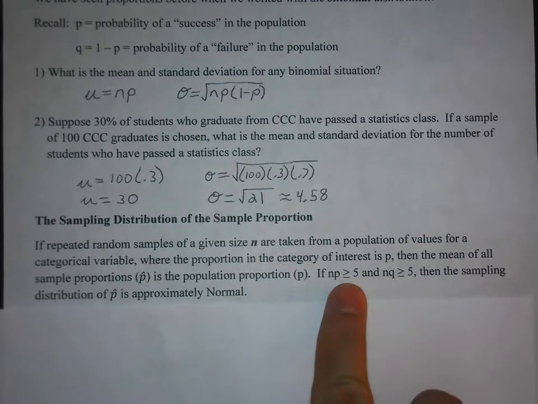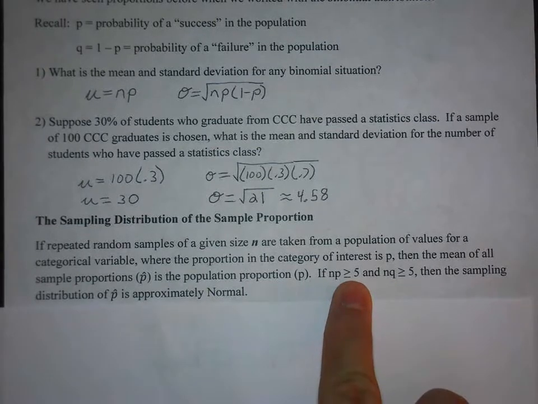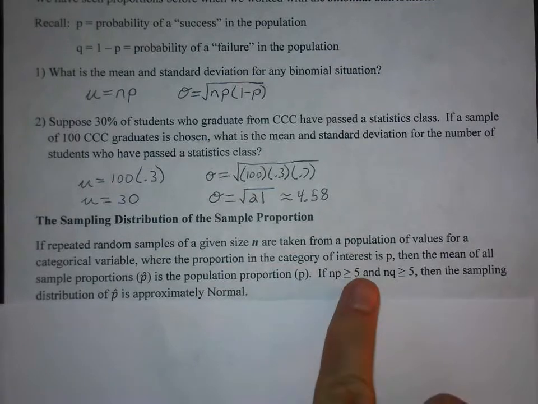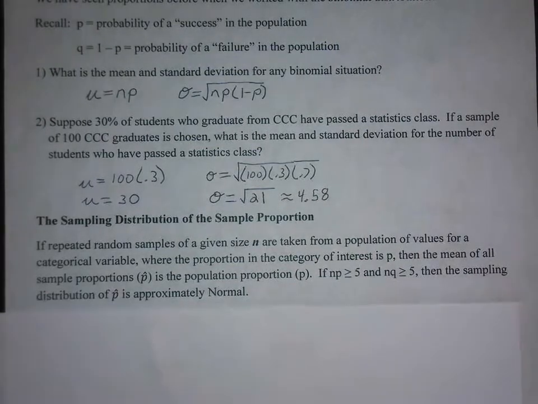Now sometimes you will see some people define that to be np greater than or equal to 10 and nq greater than or equal to 10. But many books and authors will also use 5. That's just basically saying you have a large enough sample size and you can assume that you have a normal distribution.